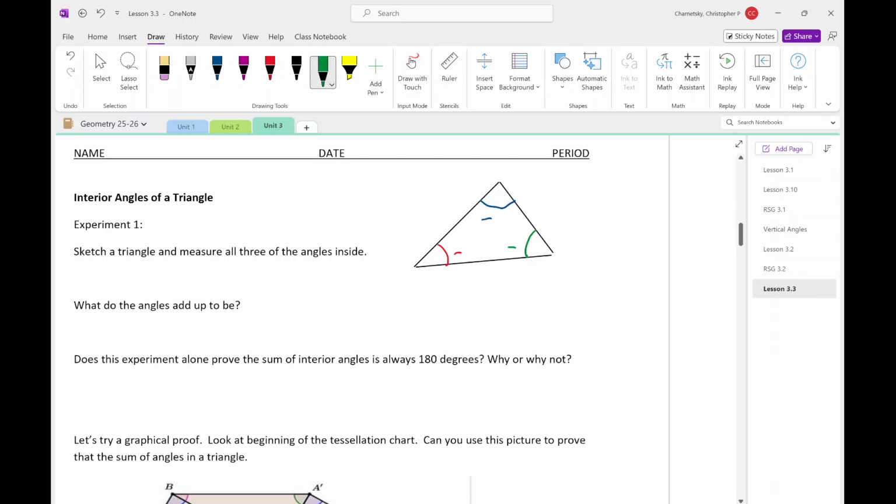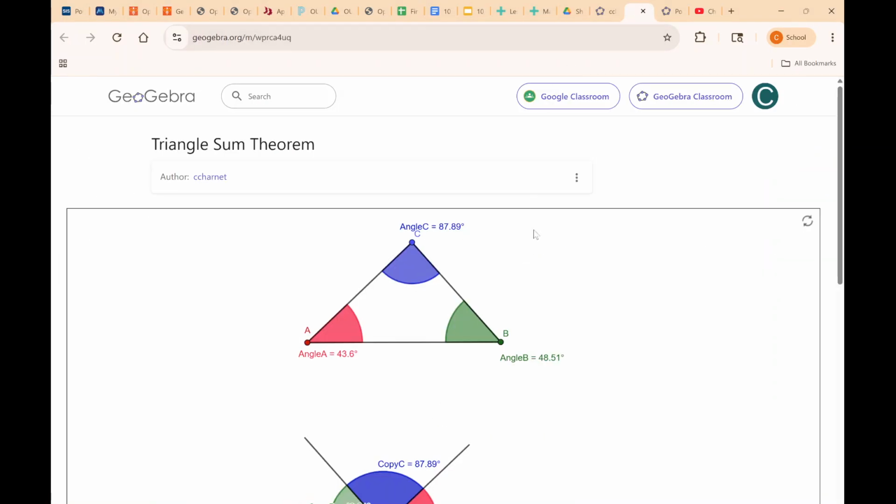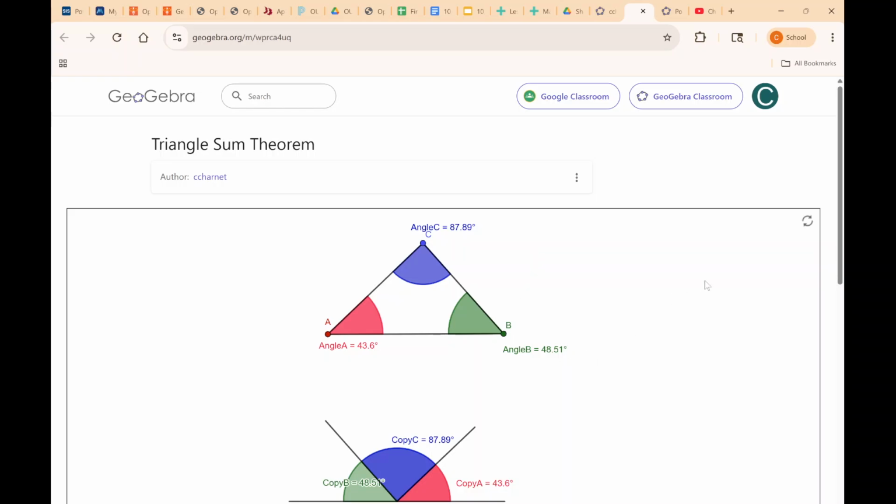I'm going to use some technology instead. We'll use GeoGebra. So here is our triangle. Angle A is 43.6 degrees, angle B is 48.51, and angle C is 87.89. If we add those 3 up, we get 180 degrees. And that's pretty neat.